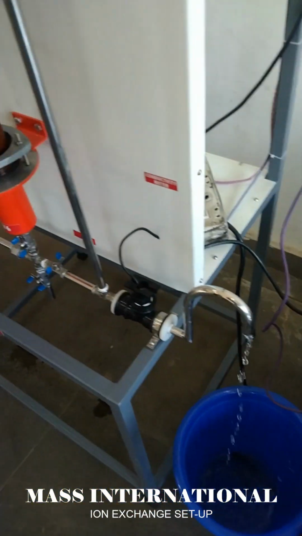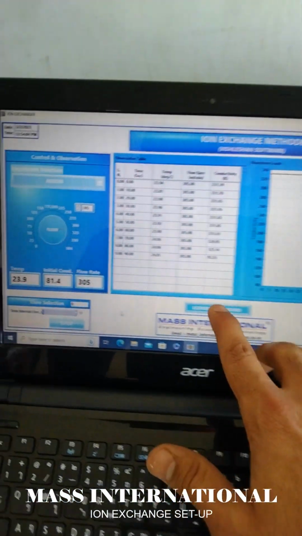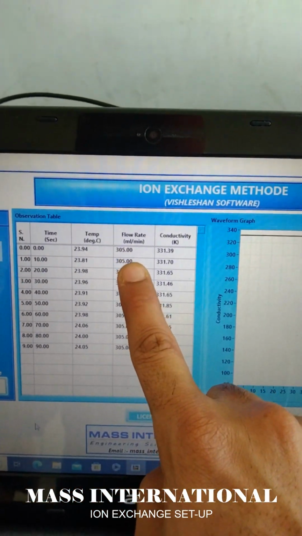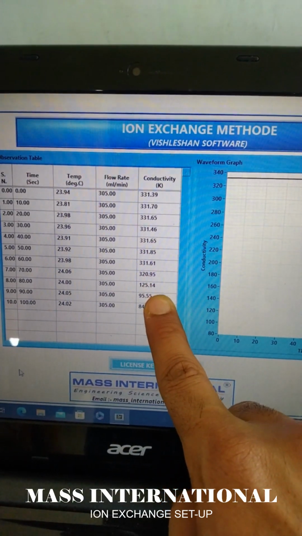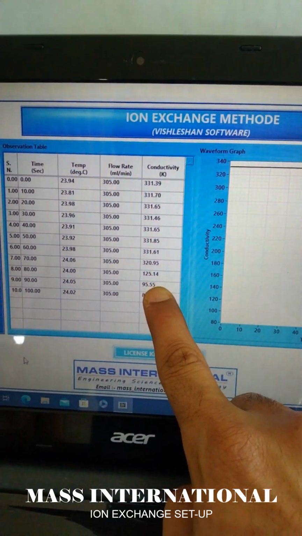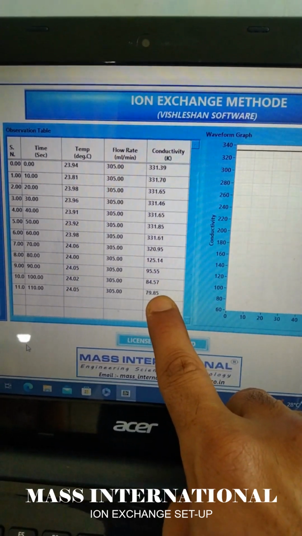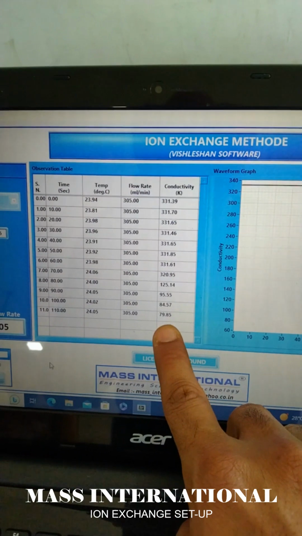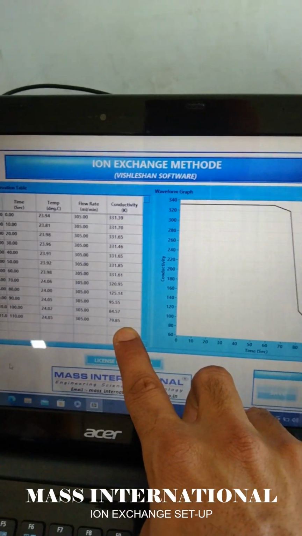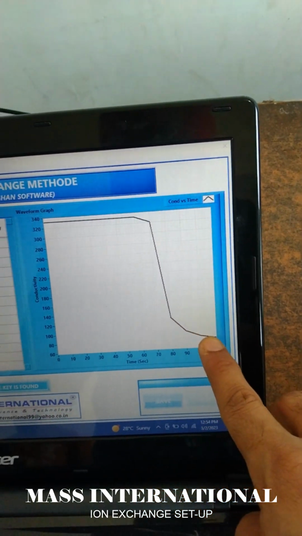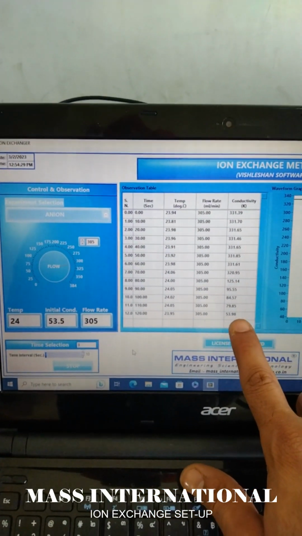Now when the water is passing through both the columns, the conductivity of the water is decreasing. Previously it was around 300, and then conductivity starts decreasing, like 125, 95, 84, then 79. The graph is also decreasing. It means that the cation and anion resins are working.